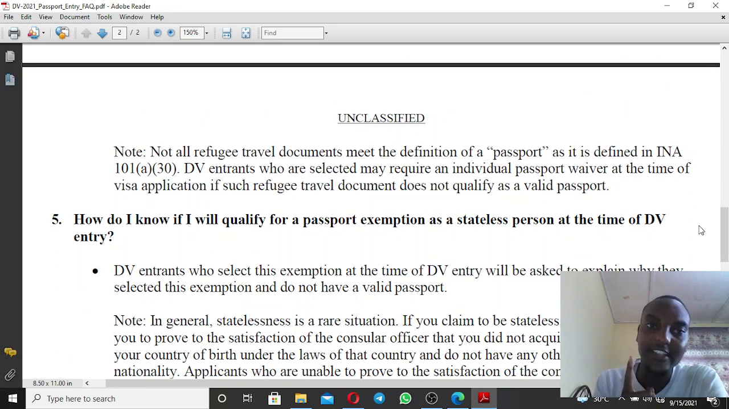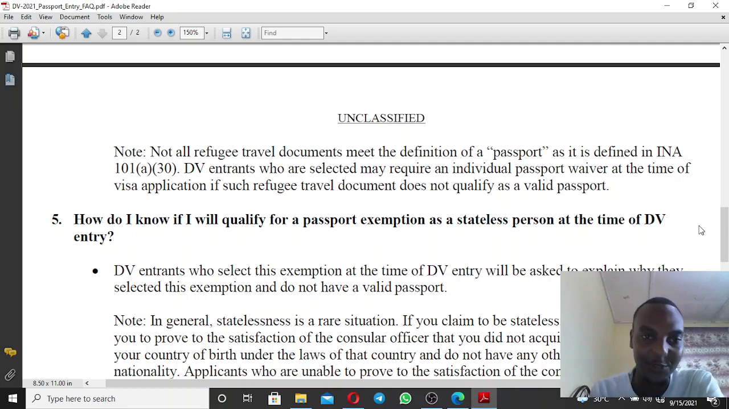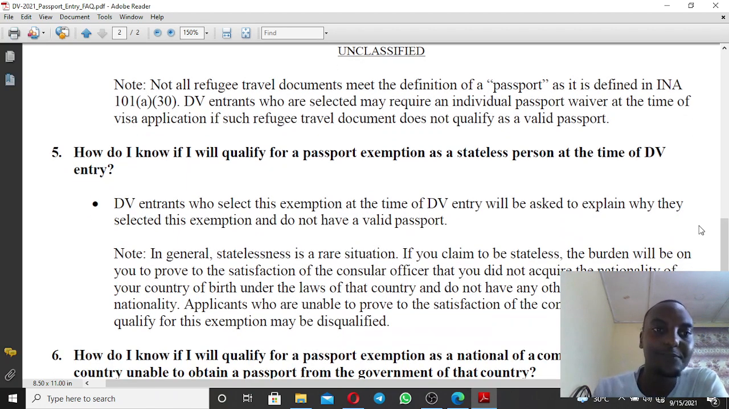But you should note that not all refugee travel documents meet the definition of a passport as it is defined in the Immigration and Nationality Act. The DV entrants who are selected may require an individual passport waiver at the time of the visa application if such a refugee travel document does not qualify as a valid passport. That is an exception.